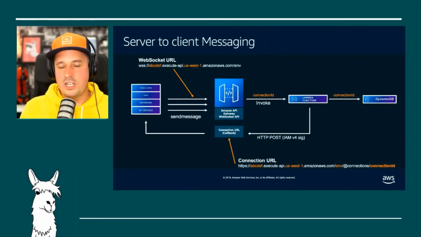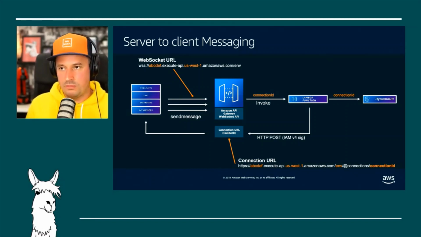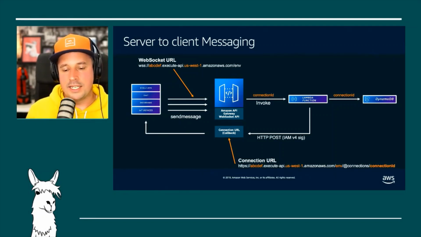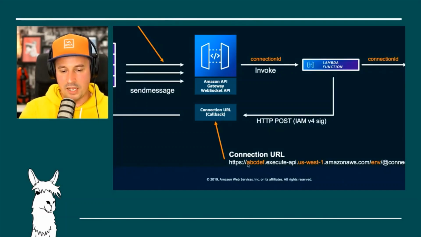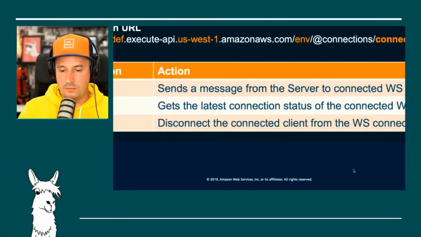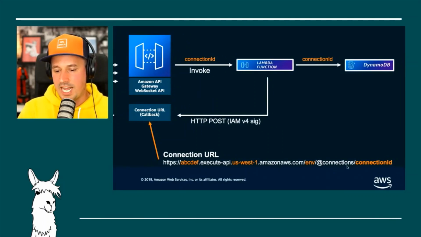Now, the client can call the API Gateway and invoke my functions. But how do I, from my Lambda function, speak to my clients? Because that's what real-time communication is all about. It's duplex communication. The way it works is that a Lambda function can call what we call a connection URL. This connection URL is specifically designed to be your unique code, execute-api, the region that it's in, amazonaws.com, then it says connections, connection ID.